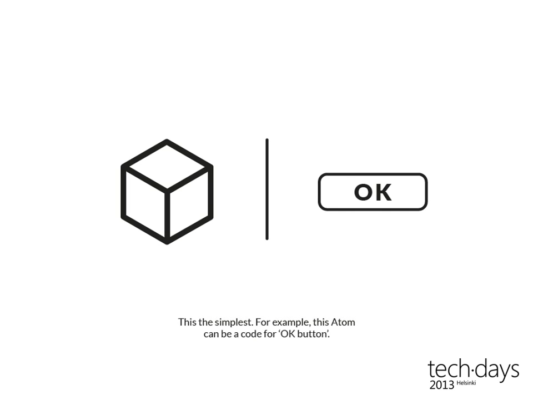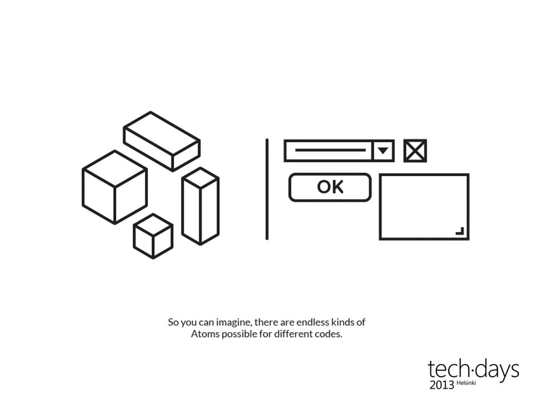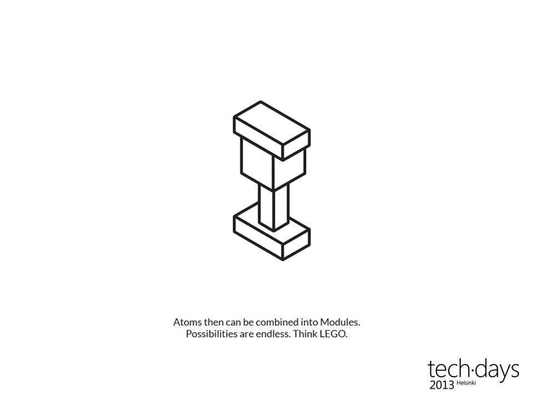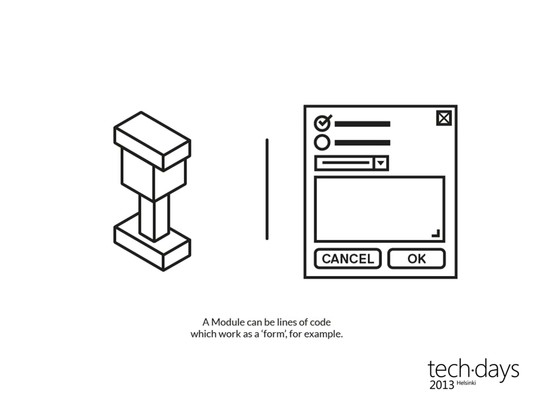So an atom could be, for instance, an OK button. Different kinds of atoms would represent the different kinds of UI controls here. And combining the atoms together, we get something that we call a module. So basically, a module is a form, a visible form in this example. It applies for the business logic as well. We'll dive a bit deeper on that example later on.